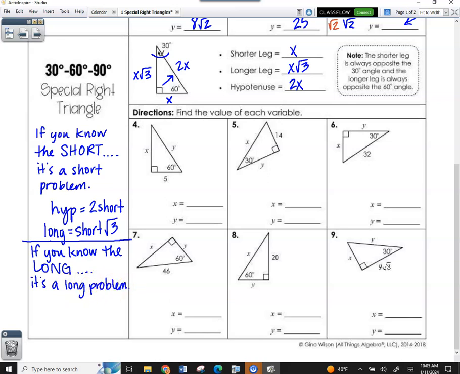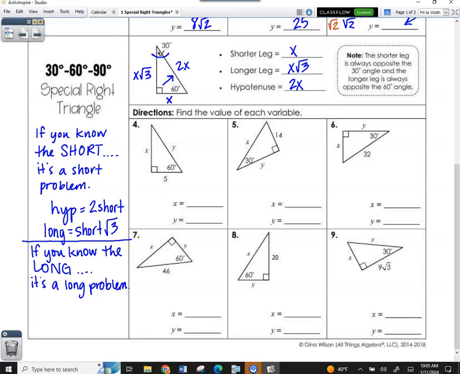Because you have to work backwards from the long formula to get the short, and that involves that root 3, which is what makes it a long. It's not that it's really a long problem. It's just it's got the root 3 in it. You're going to have to divide by root 3. You're going to have to rationalize, and then you would have your short. So you would set it up as long equals short root 3. You would divide by root 3 and rationalize, and you get your short length.